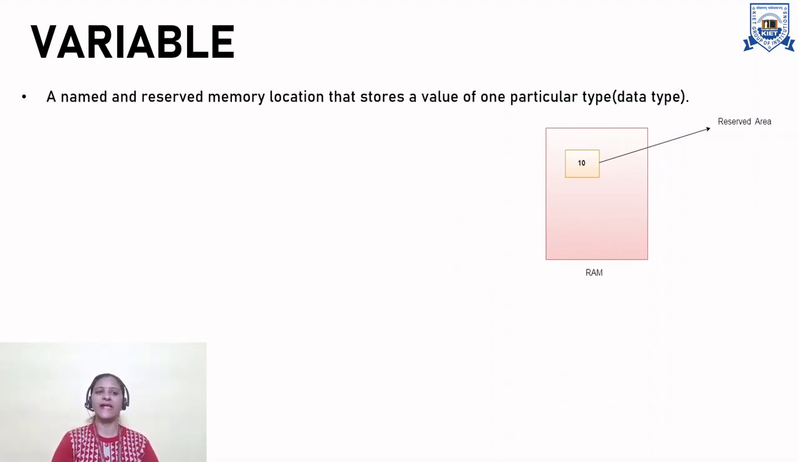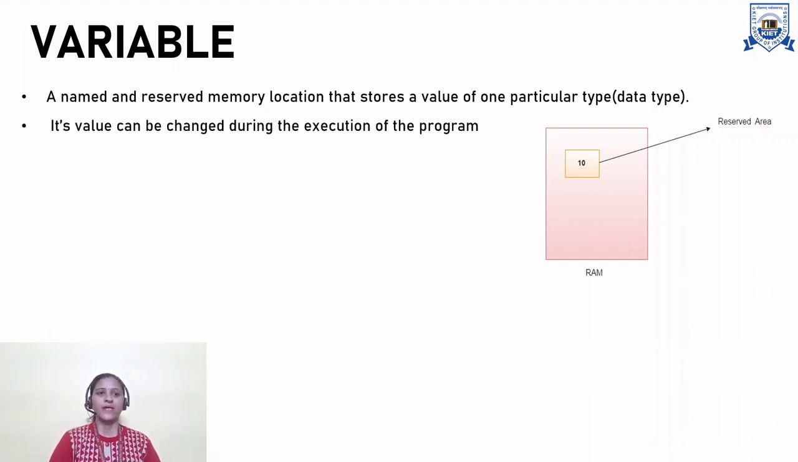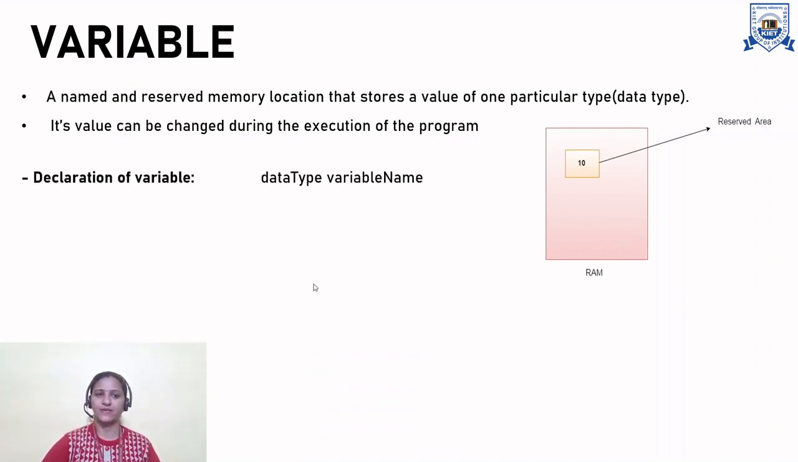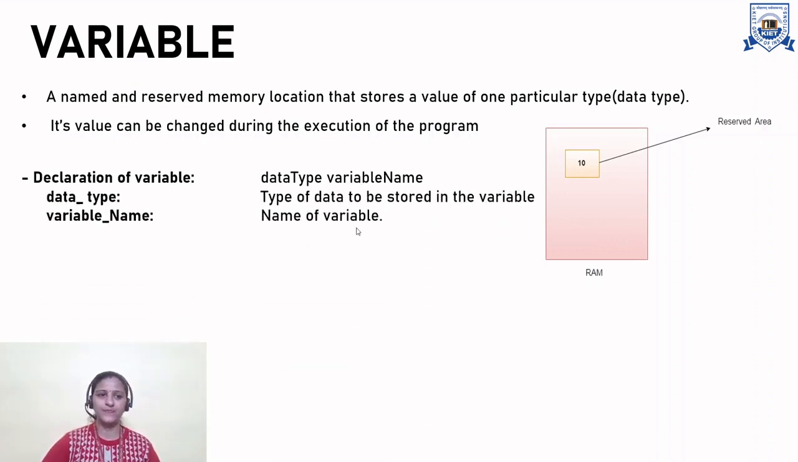It is basically a named and reserved memory location that stores a value of one particular type, that is the data type. Its value can be changed during the execution of the program. Declaration of the variable can be done with the help of the data type followed by the variable name. Data type determines the type of data to be stored in the variable. And the variable name denotes the identity, the name of a variable.